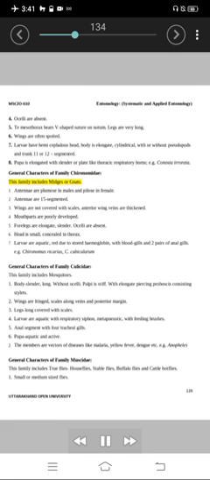General characters of family Chironomidae. This family includes midges or gnats. 1. Antennae are plumose in males and pilose in females. 2. Antennae are 15 segmented. 3. Wings are not covered with scales, anterior wing veins are thickened. 4. Mouth parts are poorly developed.